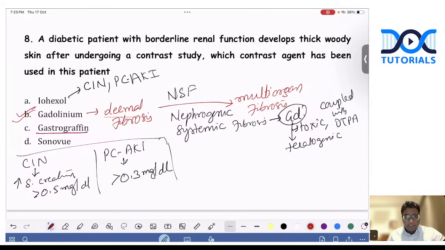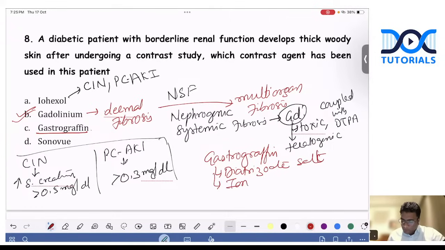Gastrografin is an ionic monomer. Gastrografin is basically a salt of diatrizoate. It is an ionic monomer, a very high osmolar contrast agent. So being a high osmolar contrast, it carries a risk of pulmonary edema, right? So it can cause pulmonary edema.